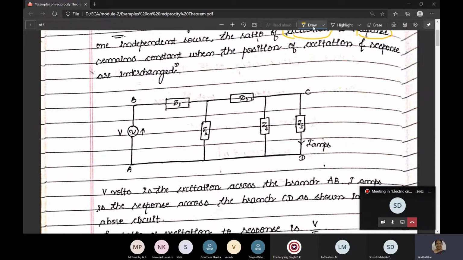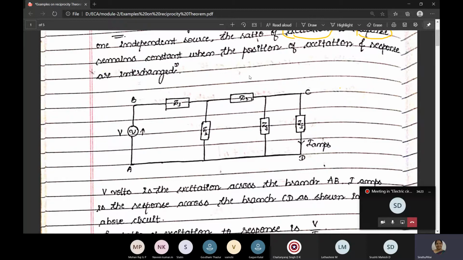So for example, you take the excitation as a voltage source and the response as the current. First find out the current I as usual. You can go with node or mesh analysis and find out the current I. Then interchange the positions of the response and excitation. So interchanging is very important.